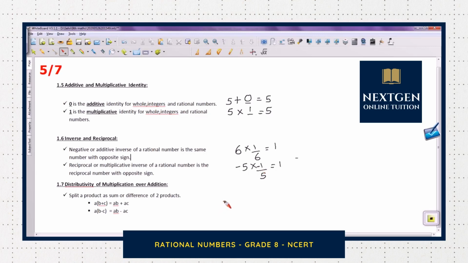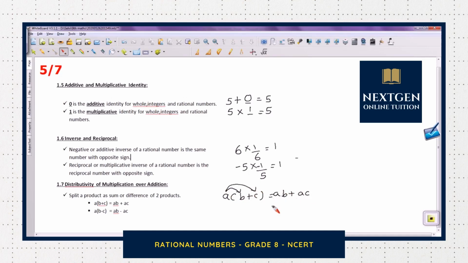Distributive property of multiplication over addition. What does it mean? I split a product as a sum or difference of two products. A into B plus C. What I do is first multiply AB, then I multiply AC. The sign remains the same. AB plus AC. Similar cases for the negative sign also.